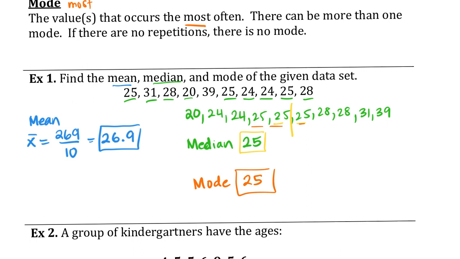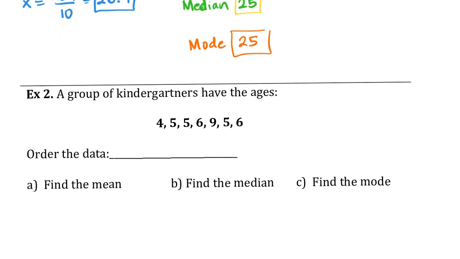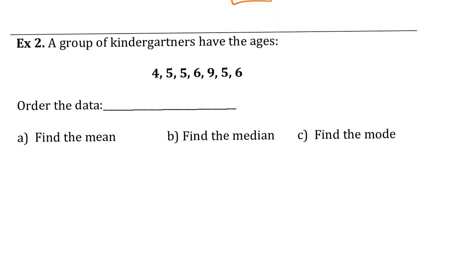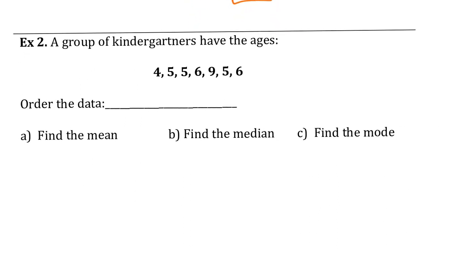Okay, let's consider example 2. A group of kindergartners have these ages. Let's order the data first. So I'm going to go lowest to highest. So the 4, 5, and there's another 5. Wait, how many 5s? 3 5s. Hold on, I have too many 5s. And then I have a 6 and a 6. Then I have the 9. Let me just double check. 1, 2, 3, 4, 5, 6, 7.